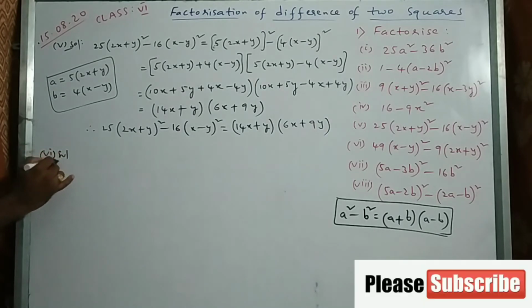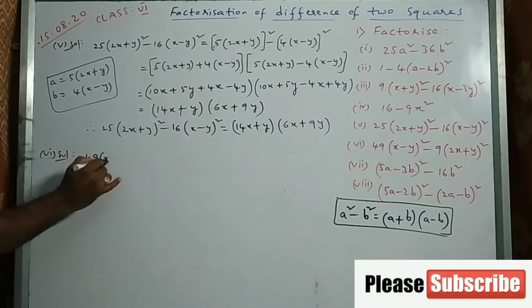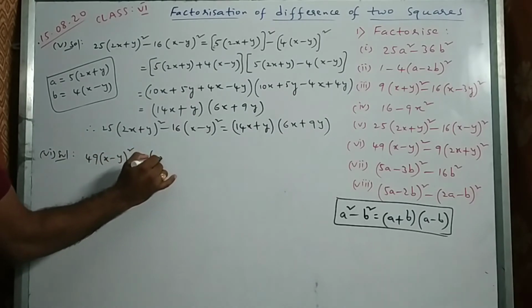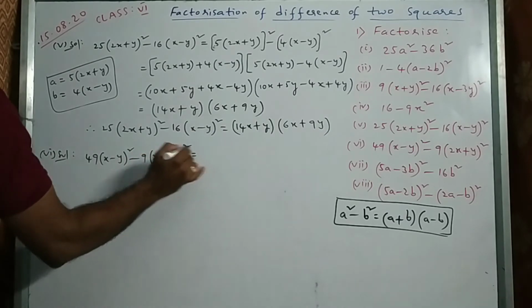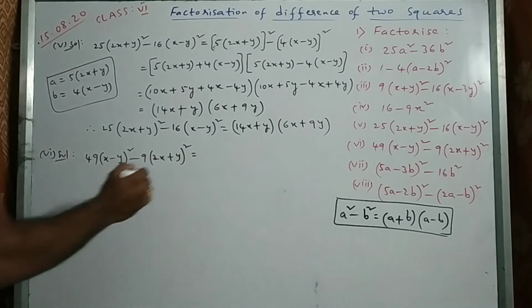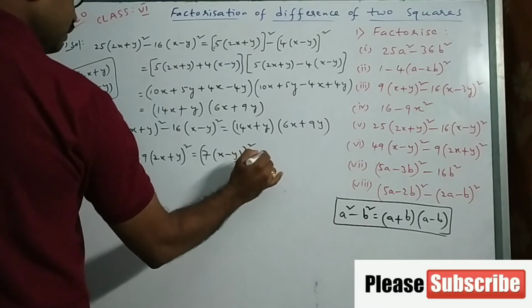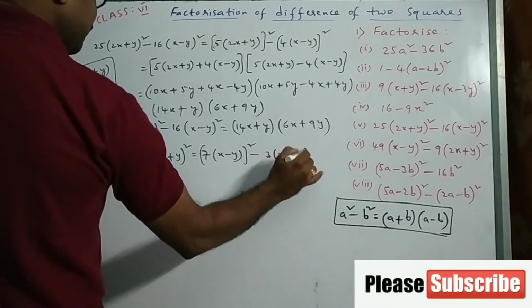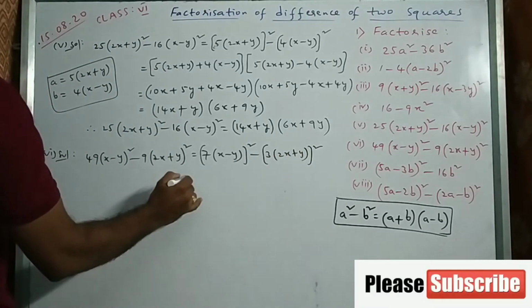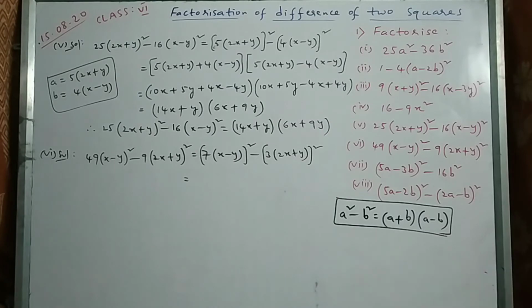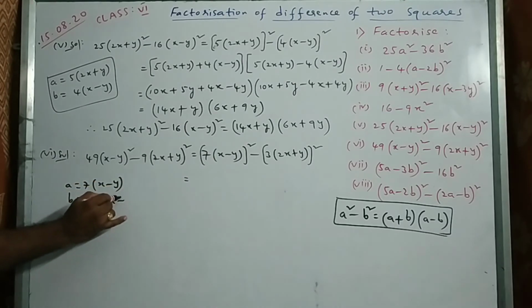Sixth solution. 49 into (x minus y) whole square minus 9 into (2x plus y) whole square. Because 49 is a perfect square and 9 is also a perfect square. 7 into (x minus y) whole square, 3 into (2x plus y) whole square. Right? Looks like a square minus b square. So a value is 7 into (x minus y), b value is 3 into (2x plus y).